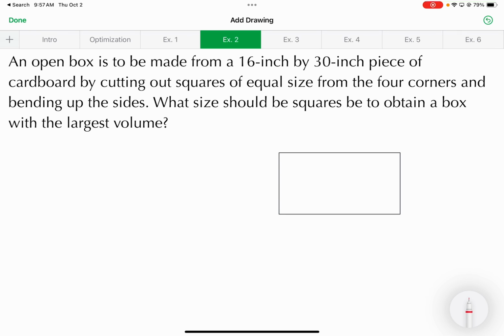Let's underline stuff. What do you want to underline? What's important to you? That's a good place to start. 16 by 30. What else is important to you? Squares? Okay. What else is sticking out?